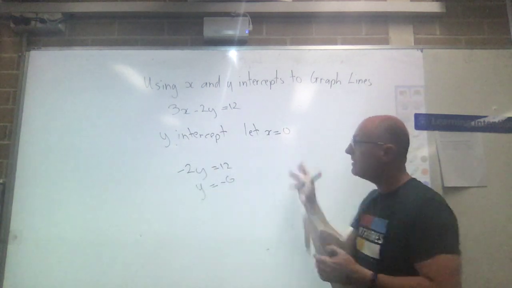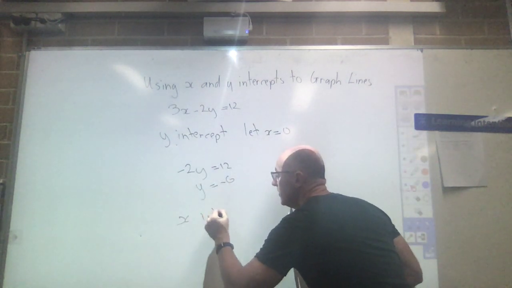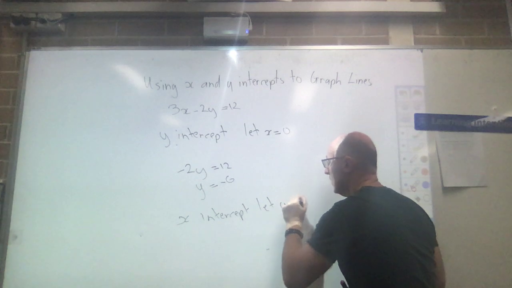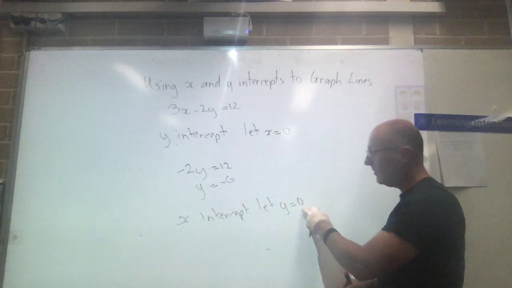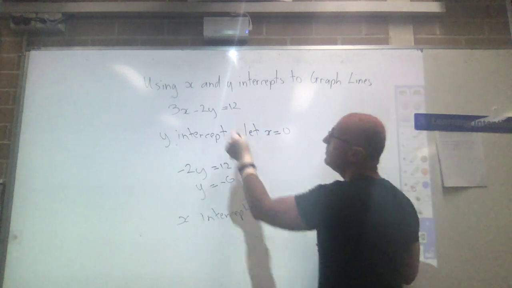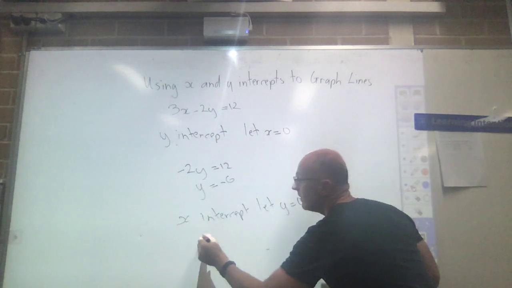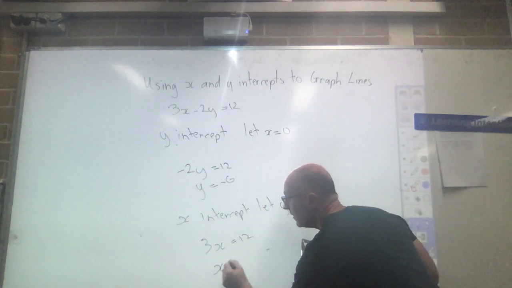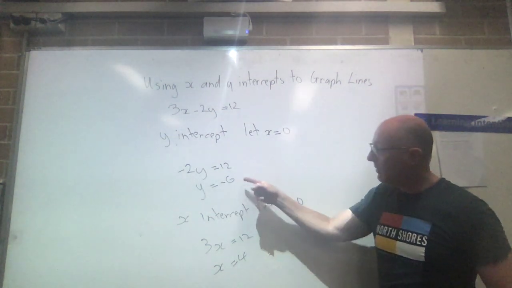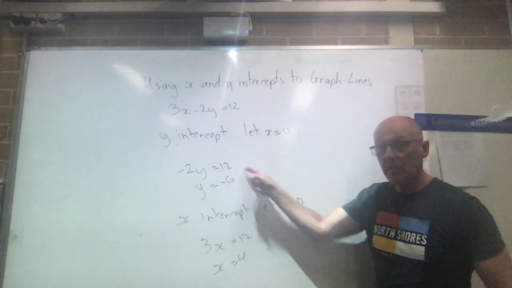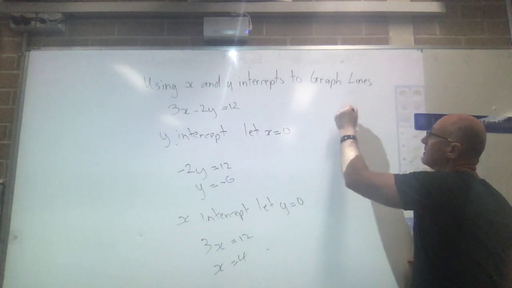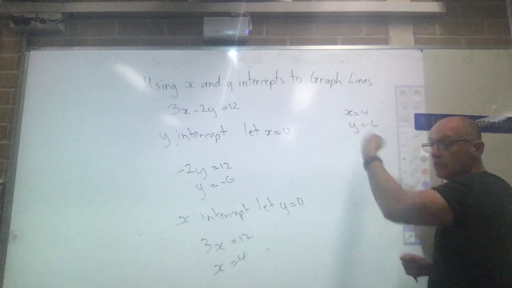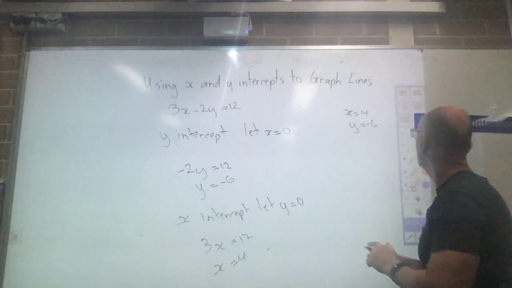Let's find the x-intercept. Once again, let y equal 0, because everywhere along the x-axis, y is 0. So we stick y equals 0 in there. That leaves us with 3x equals 12, x equals 4. Once again, reasonably quickly, we found the y and x intercepts. It doesn't matter which order. I'll write that down: x equals 4, y equals minus 6. We found two coordinates straight away.